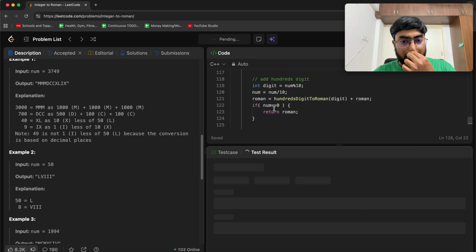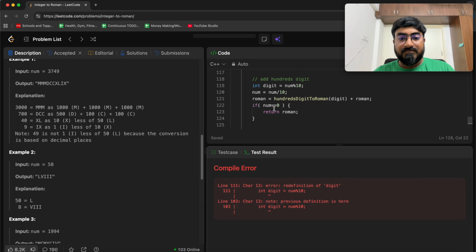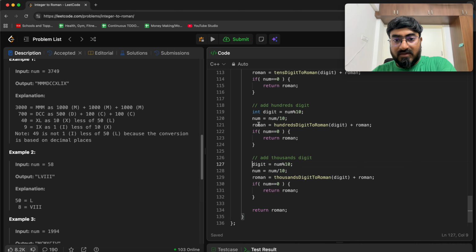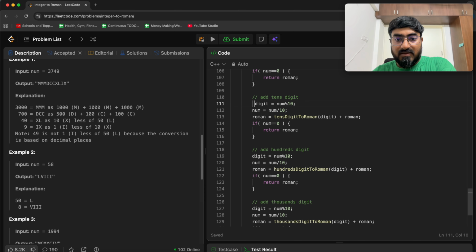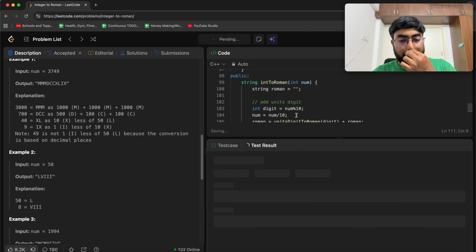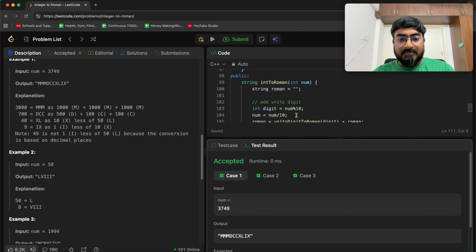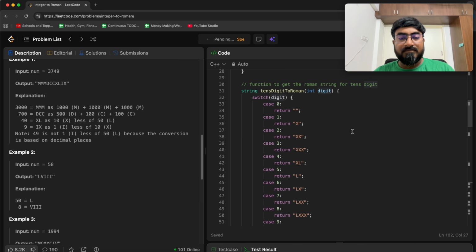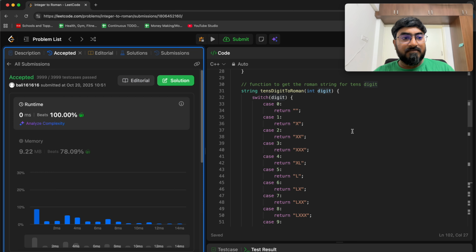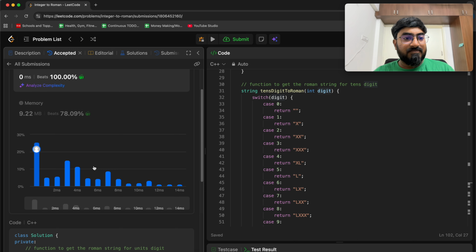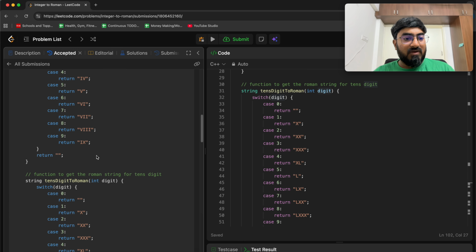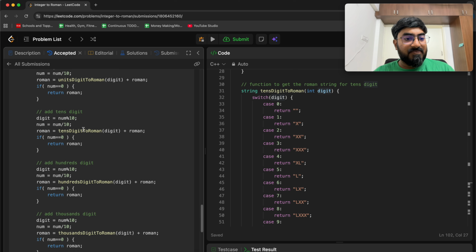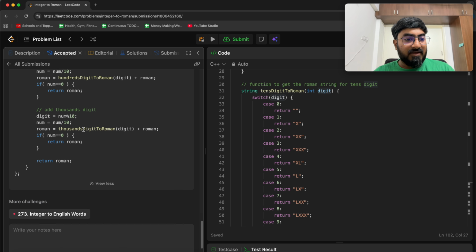So let me test this. Oh, redefinition of num. All right. Okay. All right. Okay, so case 1, case 2, case 3, submitting now. Okay, beats 100%. All right. Okay, the code looks good. Units digit, tens digit, hundreds, thousands, generate each digit, and okay.